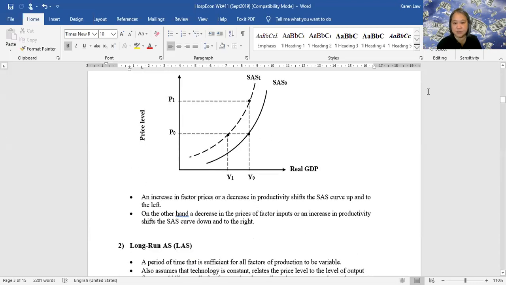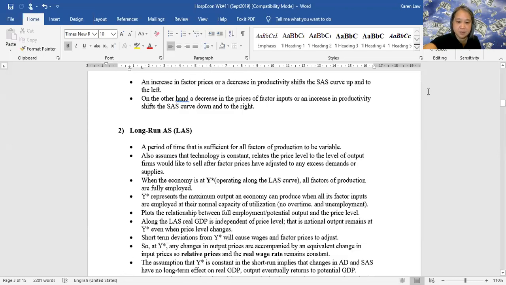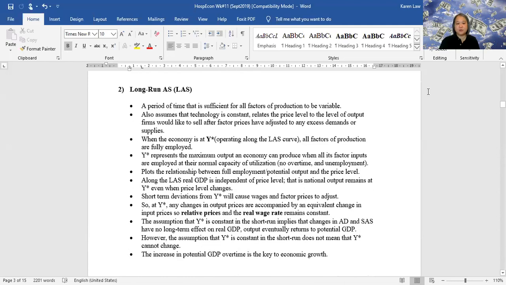So here's just an example of the short-run supply curve shifting left. All right, so now moving on to our long-run supply curve.